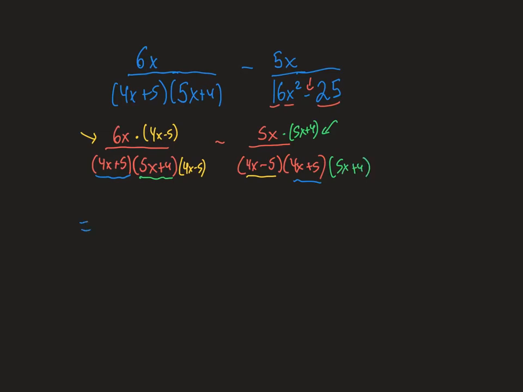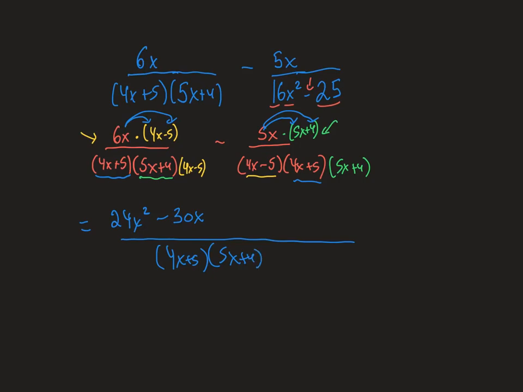Which is going to give you, remember, distribute. Got to catch them all. Yes, you knew the Pokemon joke was going to come back. So 6x times 4x is 24x squared. 6x times minus 5 is minus 30x. Now I know they're all going to be over the same thing already anyway, so I'm just going to skip ahead to that because I know they're all going to be over 4x plus 5, 5x plus 4, 4x minus 5.